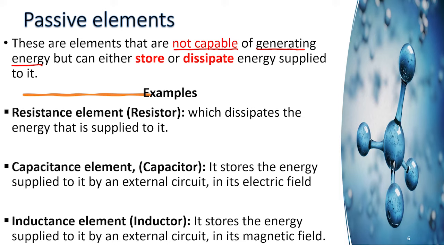So what then do they do? They can either store or dissipate energy supplied to them. So they are just storage rooms or dissipation rooms. They can only store the electricity produced by the active element. They have the capacity to store electrical charges, and they also have the ability to dissipate, to transfer it or to dump it somewhere. That's what we mean by the dissipation of energy supplied to it.